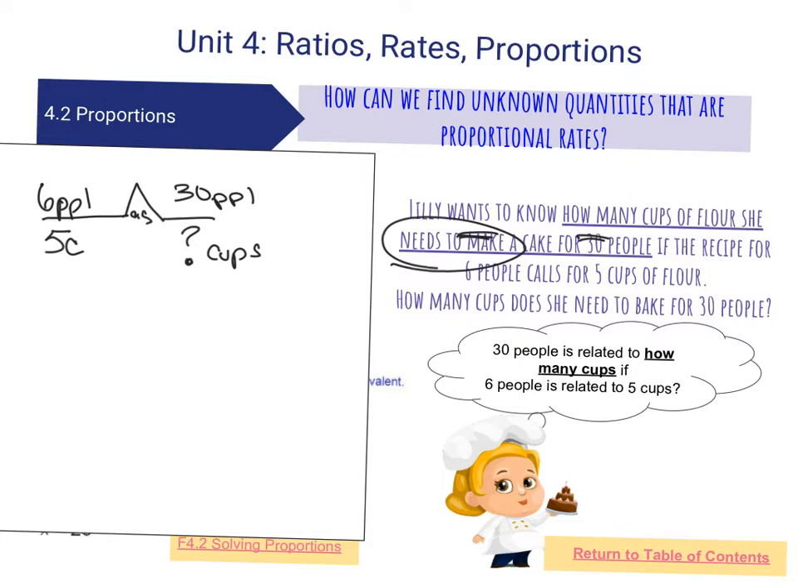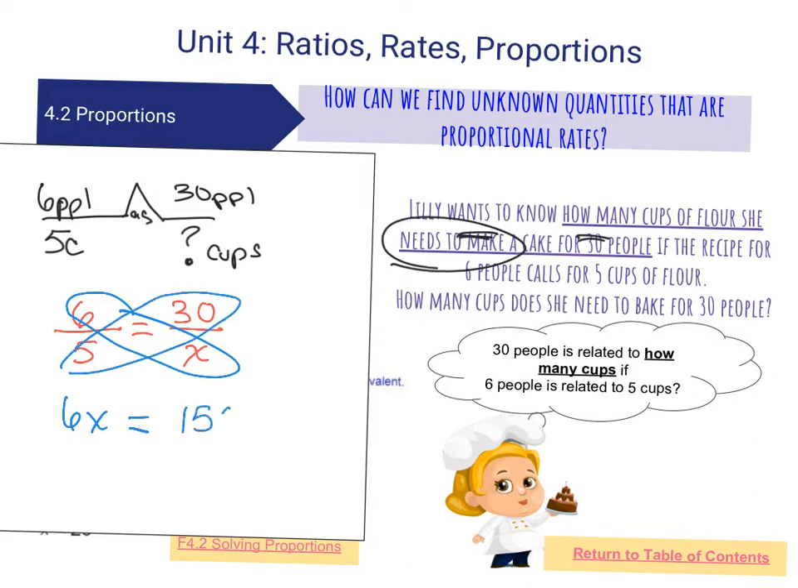Mathematically, that would be looked at like this. So look at the black writing and now look at the red. 6 people is related to 5 cups as 30 people is related to how many cups, which is my unknown. And we know that when you have proportions, what do we know about their cross products? They're equal. So that means that if I am trying to solve for an unknown quantity, you are going to set up an equation. 6 times x is 6x. That's going to equal the same thing as 5 times 30, which is 150.